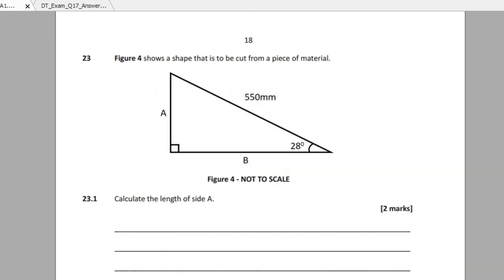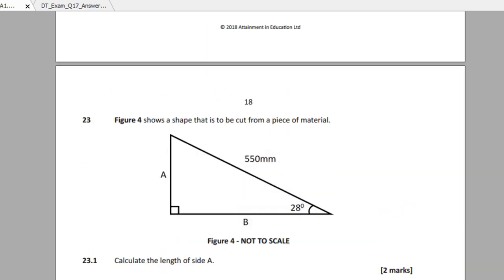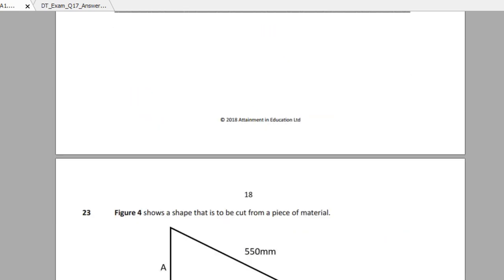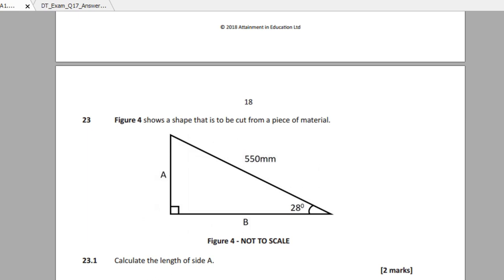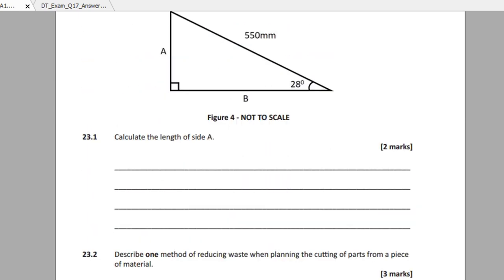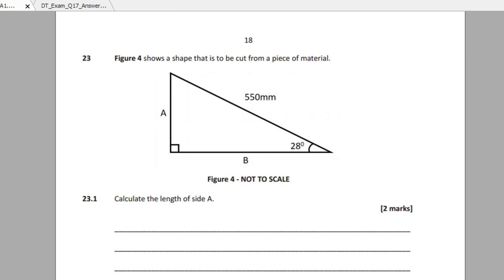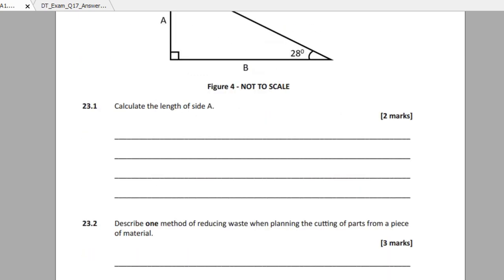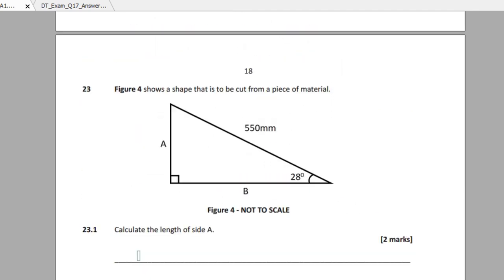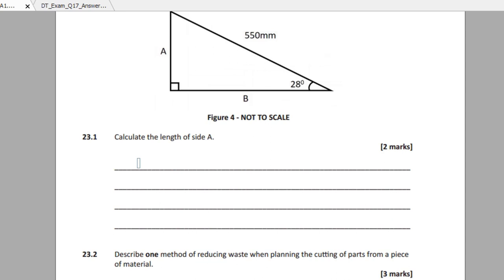Okay, so now this is another maths question. So it says figure 4 shows a shape that is to be cut from a piece of material. Okay, and it's not to scale. It's giving you measurements, giving you A and B side. It's giving you an angle. So it's referring to using trigonometry. Okay, so knowing your trigonometry, your trig is very important. So it wants you to calculate the A side for this question.